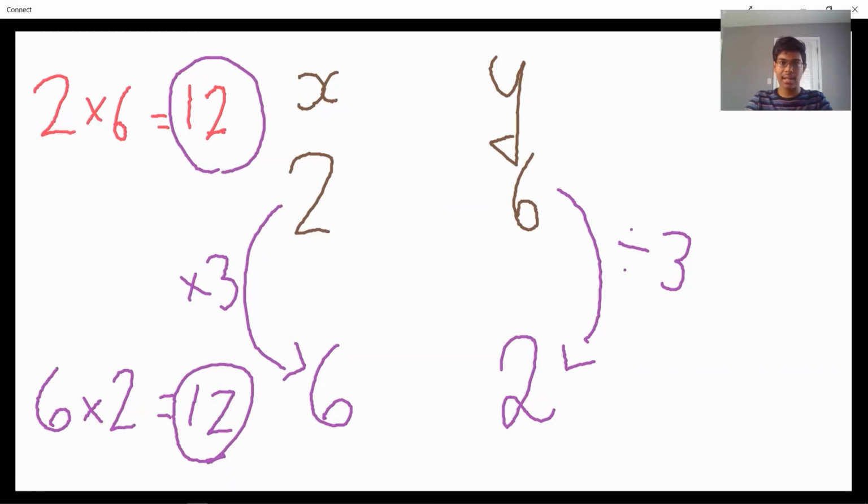So that's a basic run through of direct and inverse proportions. For a direct proportion, x and y increase and decrease at the same time. Whereas with inverse proportions, if x increases, y decreases. If x decreases, y increases. They go in opposite directions.